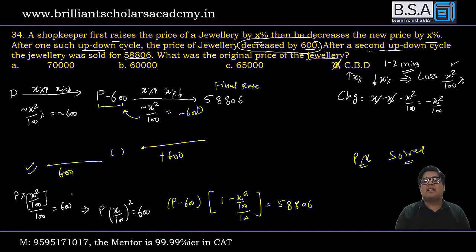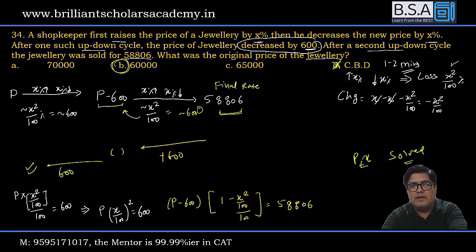What is 600, 600, 1200? Add 1200 to this. What do you get? That is your answer. 60K. Yes, it's a CAT level problem. If you try to solve equations, it's a CAT and beyond level question. 60K is the amount.